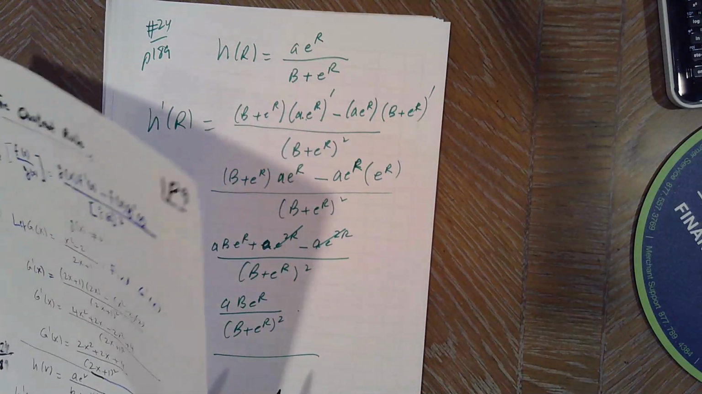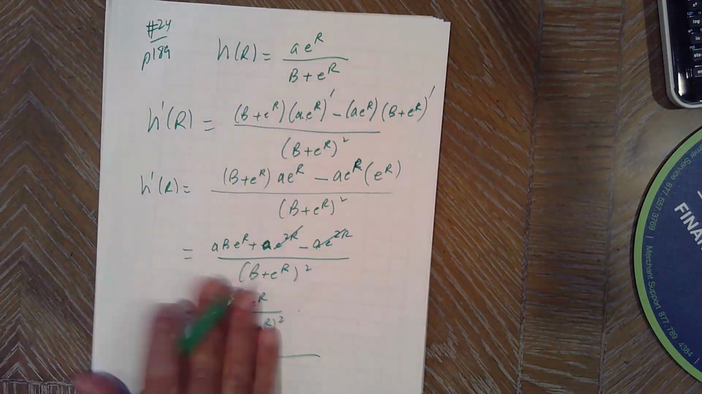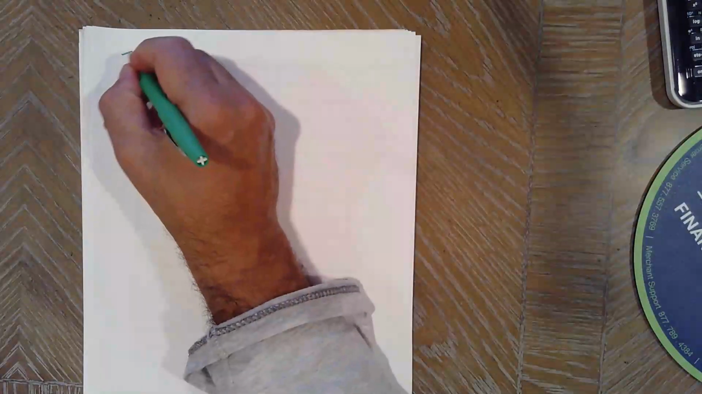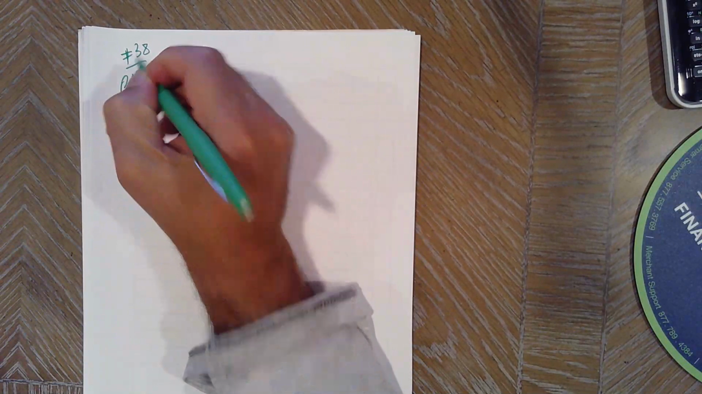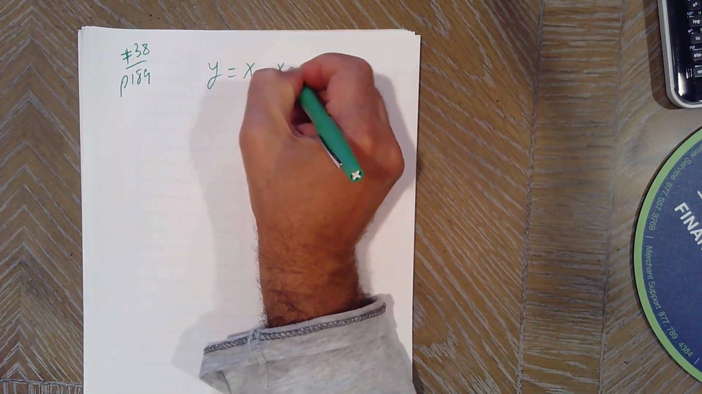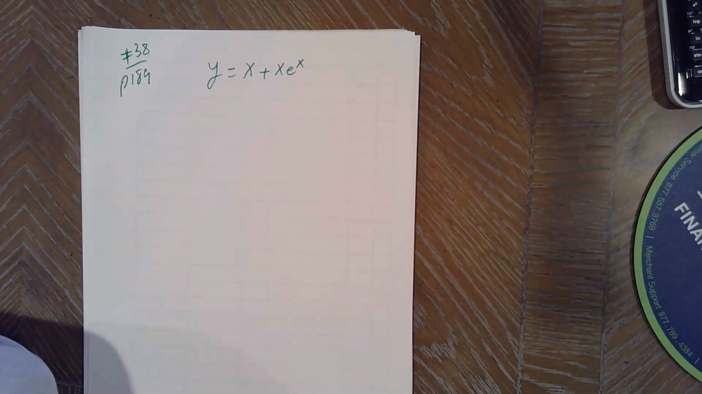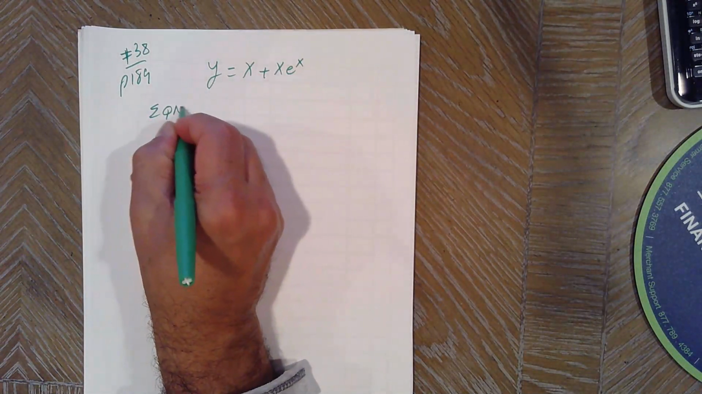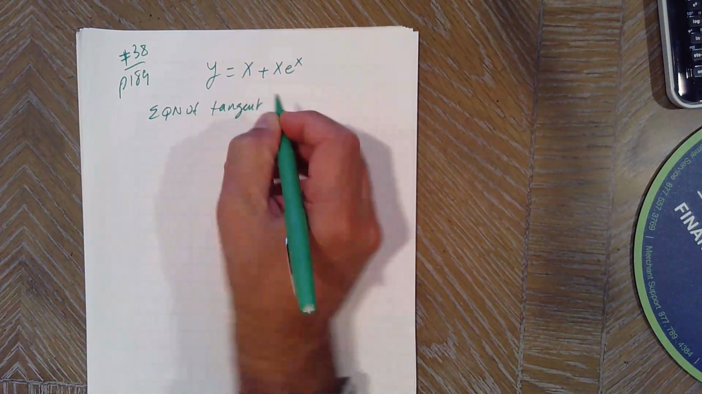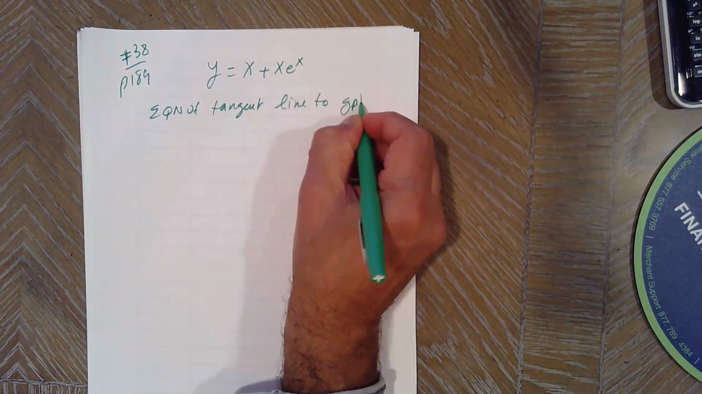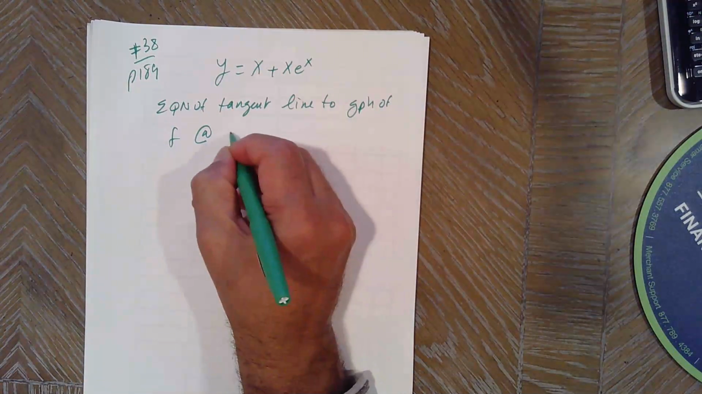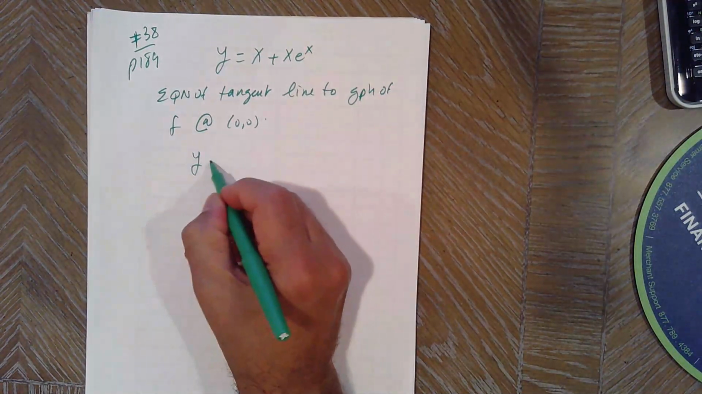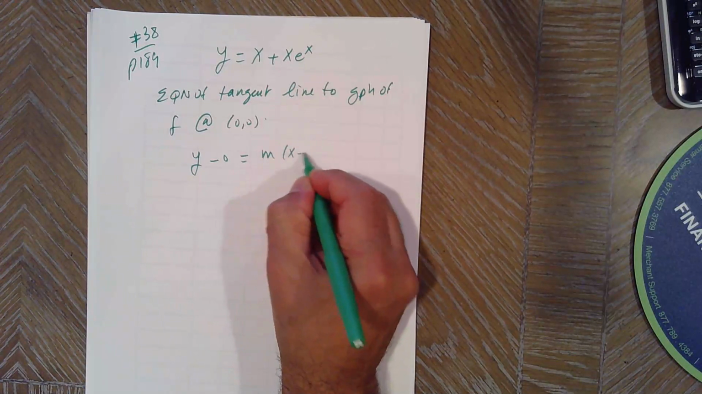Okay, let's look at 38 from page 189. Y equals x plus x e to the x, and we're looking for 38. It says find equations of the tangent line and normal line to the graph at the specified point. So let's first do the tangent line. Equation of tangent line to the graph of f at 0, 0. So y minus 0 equals m, x minus 0.